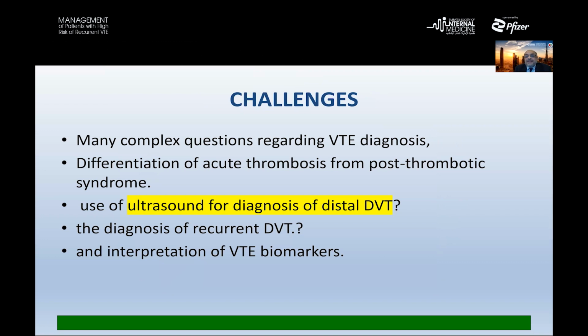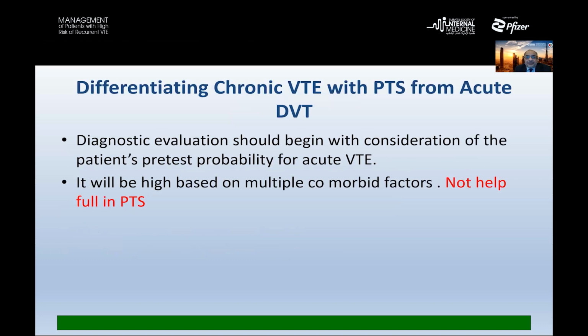There's a very big problem in these cases. Like, say, the pretest probability is out of the window in them. Ultrasound and D-dimer are not going to be of help to you. Can you diagnose the distal DVT with the ultrasound, and will it tell you whether it is a recurrent DVT or an old DVT? That's the issue, that's the challenge.